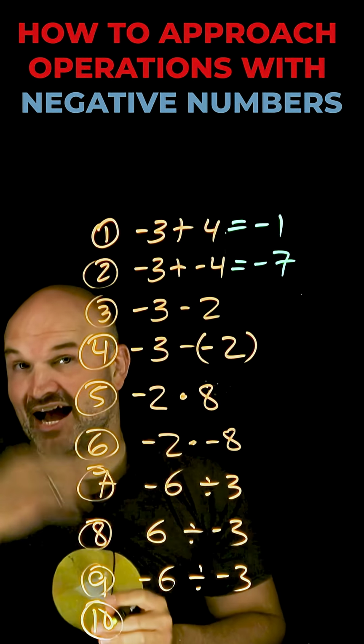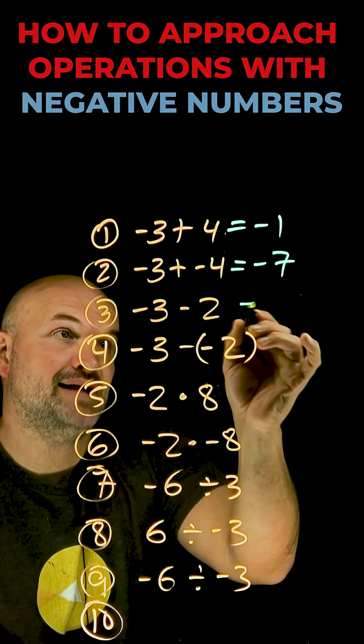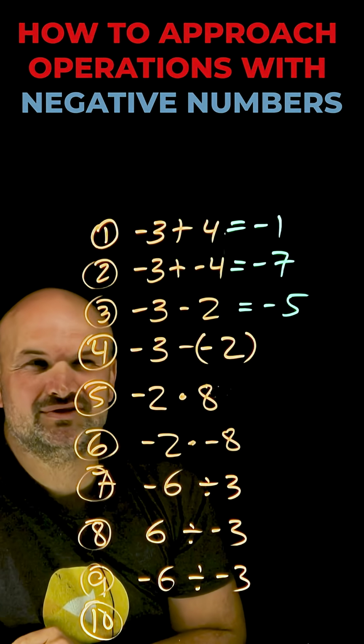-3 minus 2. I owe you $3, but I want to borrow $2 more. I now am going to owe you $5. If you think about it in this scenario, it kind of makes no sense.